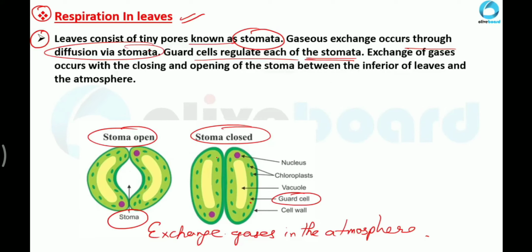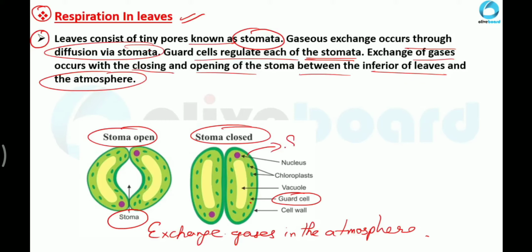Exchange of gases occurs with the closing and opening of the stoma between the interior of the leaves and the atmosphere. So this is stoma open and this is stoma closed, and with this opening and closing of the stoma, exchange of gases takes place. This is the process of respiration in leaves of the plants.